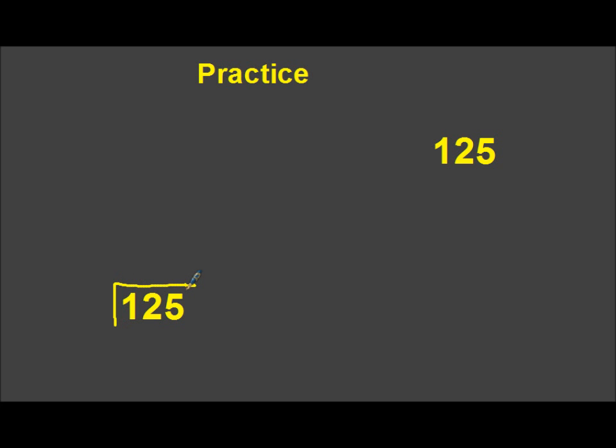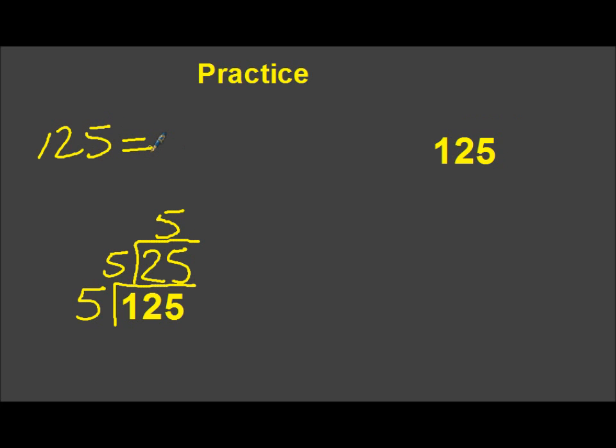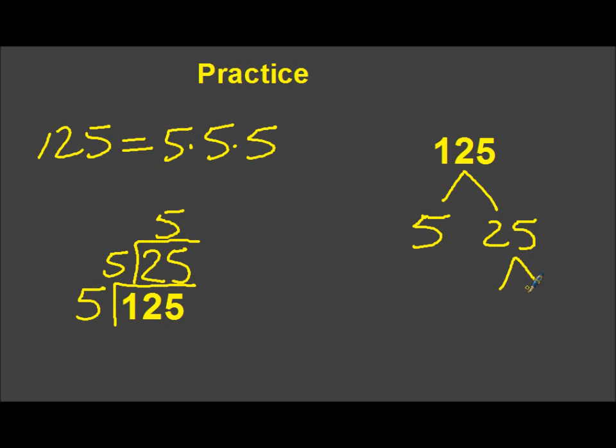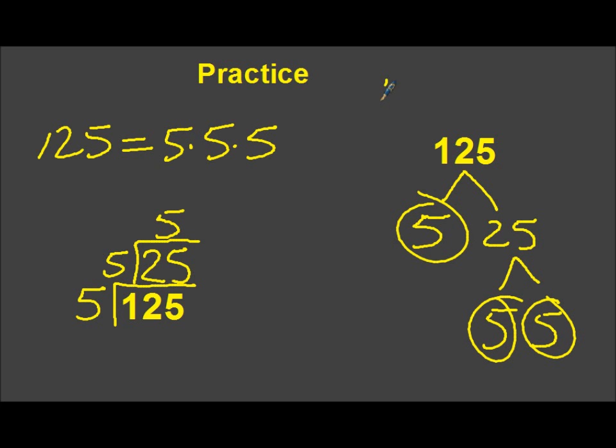Alright, so 125, I would do 5 times 25, then 5 and 5, letting me know that the prime factorization of 125 is 5 times 5 times 5. On this side, same type of idea, 5 and 25, 5 and 5. Prime factorization on this side equals 5 times 5 times 5.